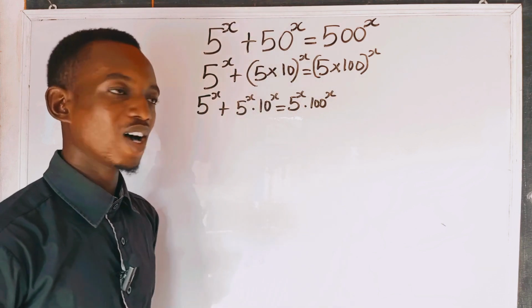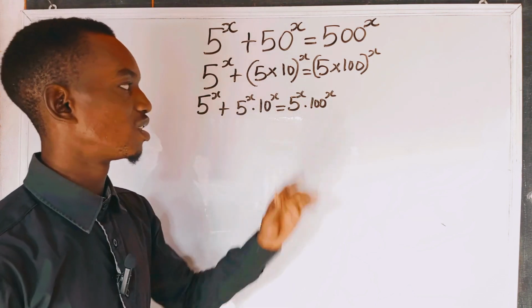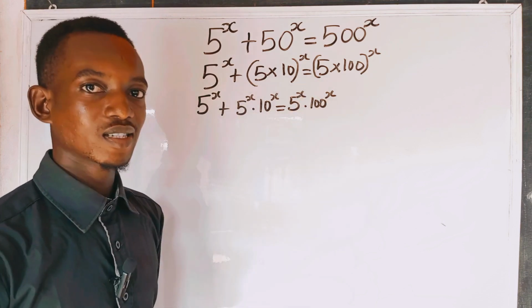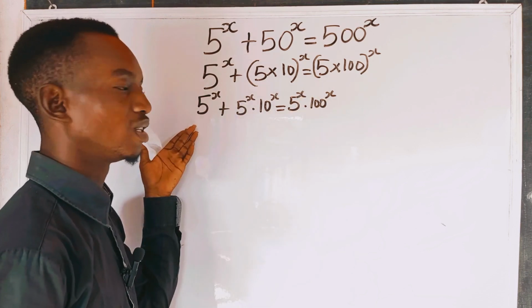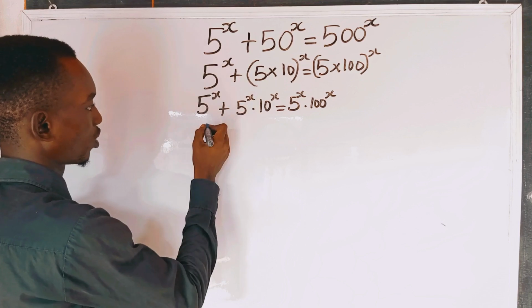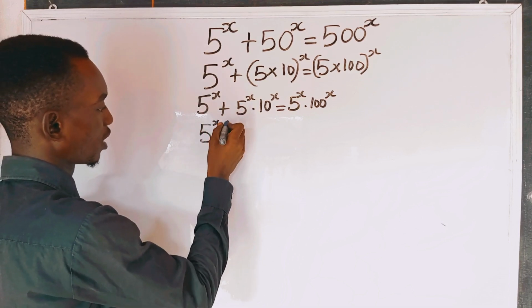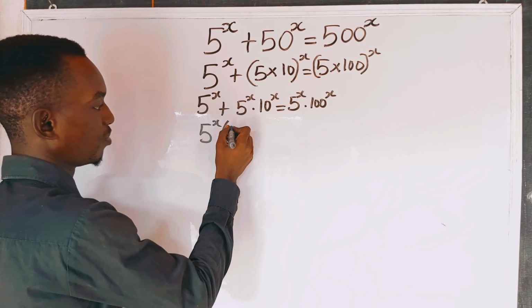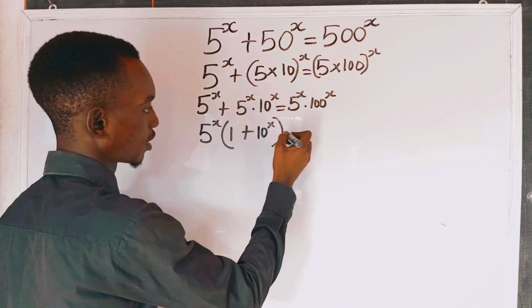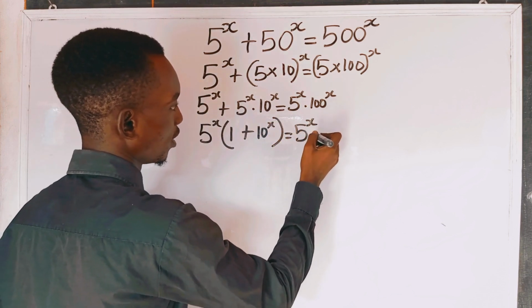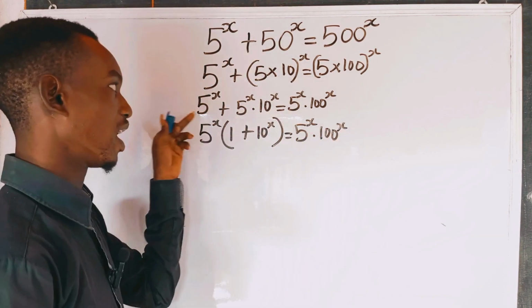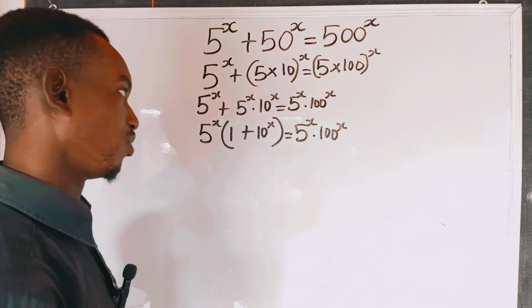Now, we can see that every term of this equation has a coefficient of 5 to the power of x. It means I can factor this out, okay? I can factor 5 to the power of x out. When I factor it out, 5 to the power of x divided by 5 to the power of x gives me 1, plus this cancels this, 10 to the power of x equals 5 to the power of x times 100 to the power of x. When you expand the bracket, you still have this. So I haven't done anything wrong.